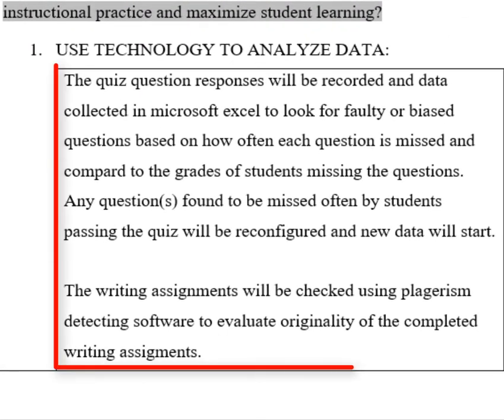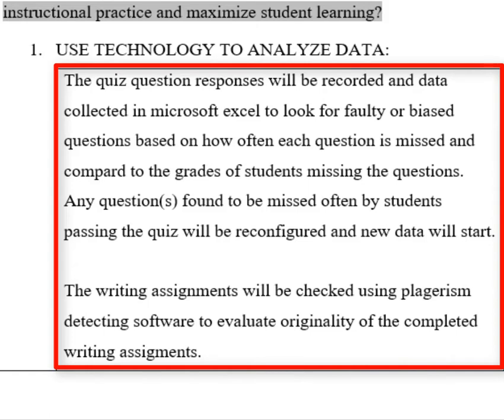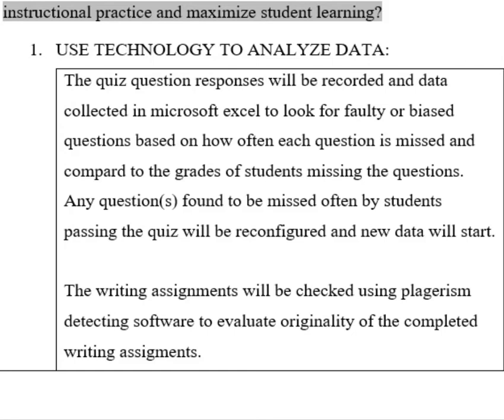We're going to use the quiz question responses, which will be recorded and data collected in Microsoft Excel to look for faulty or biased questions based on how often each question is missed and compared to the grades of students missing the questions. Any questions found to be missed often by students passing the quiz will be reconfigured and new data will start. All right, so you can continually collect data, but you're going to continue to change the process or change the quiz based on results.